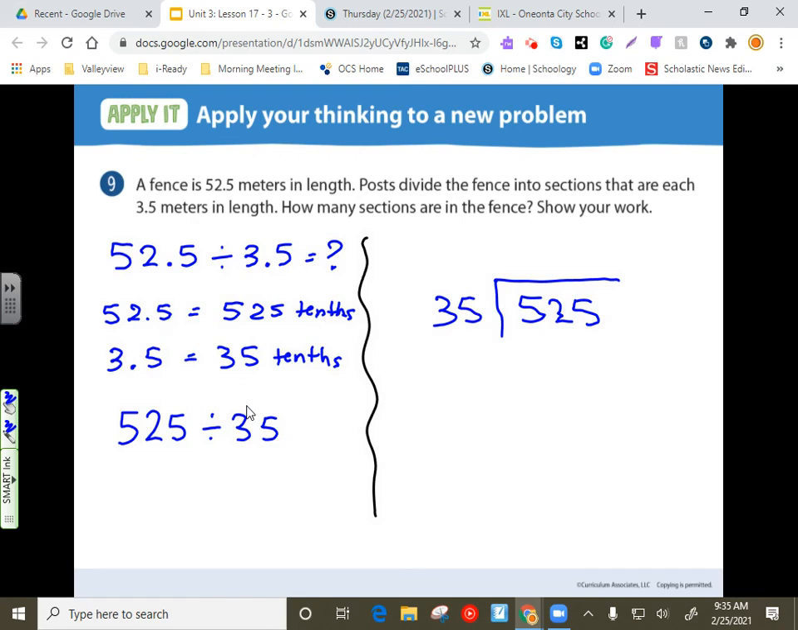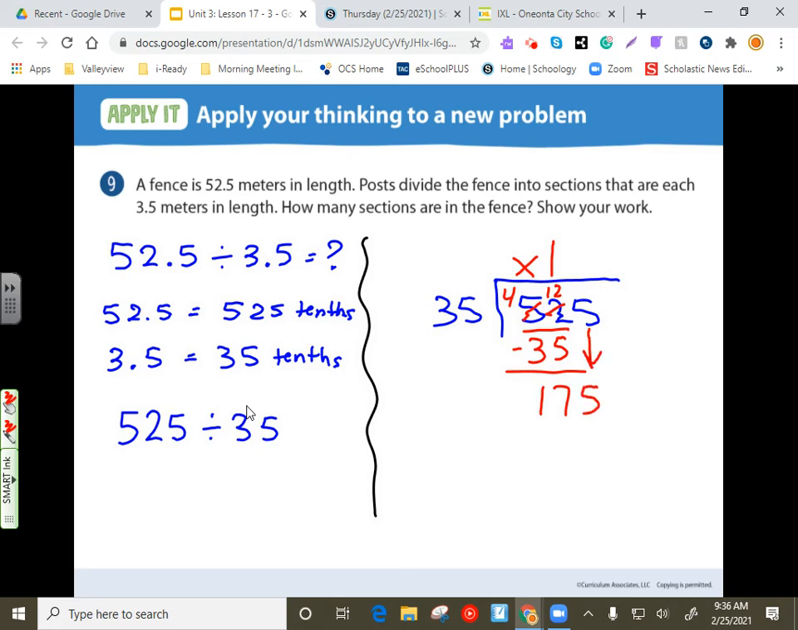Okay, so we're taking a 2-digit divisor and putting it into a 3-digit dividend, which can be challenging, but we can do it. We know 35 will not go into 5, so I'm going to put a big red X there. But I do know I can fit 35 into 52. So I know 35 can squeeze in once. Now we've got to borrow. So 12 minus 5 is 7. 4 minus 3 is 1. I've got to bring down this 5.